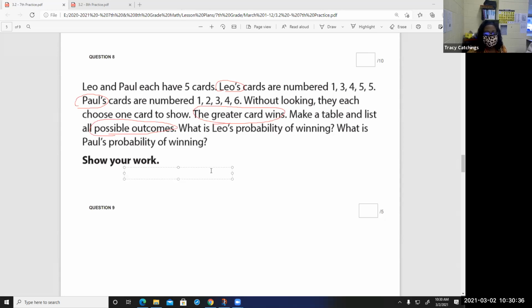All right, so I'll start us off. If I'm Leo, I could have chosen 1, and Paul would have had what? 1. Leo could have had 1, and Paul could have had what? You skipped 2. So y'all still looking at Leo. We're still on Leo. This is what I mean. If I'm looking at 1, I'm gonna make sure everything down here goes to 1 first.